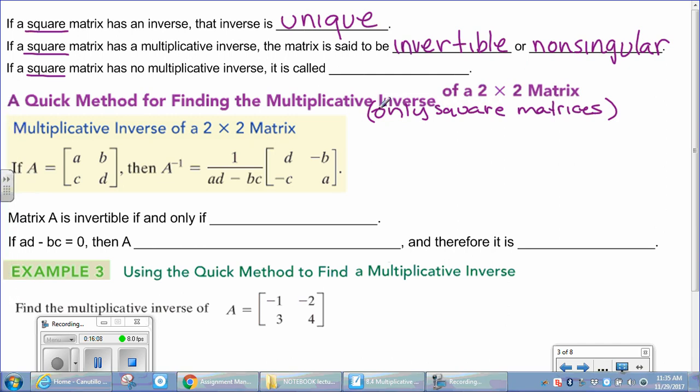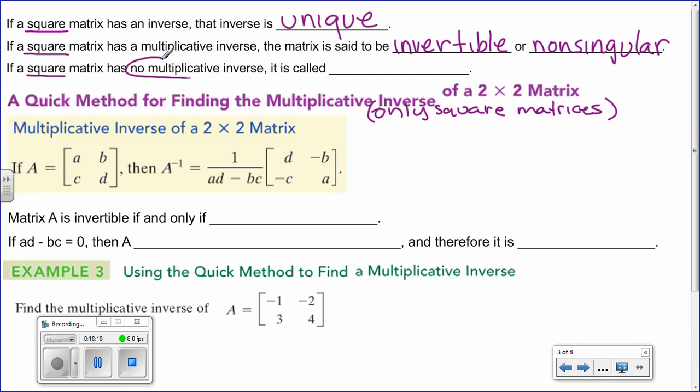And if a square matrix has no multiplicative inverse, then we call it singular. Okay. So what would that mean if we were using matrices to solve a system of equations? If you have a matrix that is not invertible, then there is no way that you can solve the system of equations. And that could be that the system has no solution. And that's why. All right?